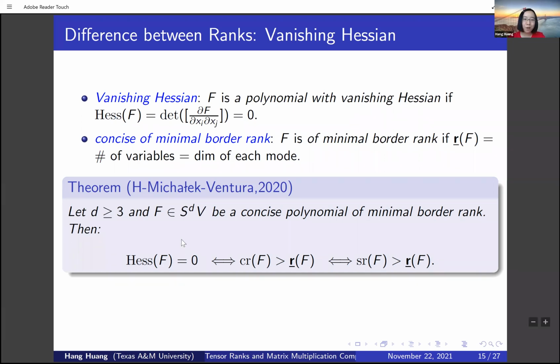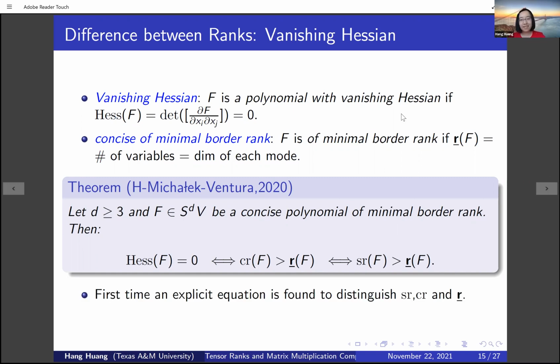For the one side, we use a newly developed technique, which is border apolarity, which I'm going to discuss briefly in my second half. And on the other hand, we basically find a smoothable subscheme that spans the concise polynomial. And maybe I will remark, for my last sentence of my first half, that this is in fact the first time that explicit equations are found to distinguish these three notions of ranks. So that will be the first half of my talk.